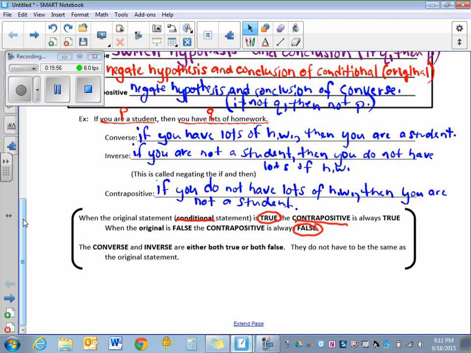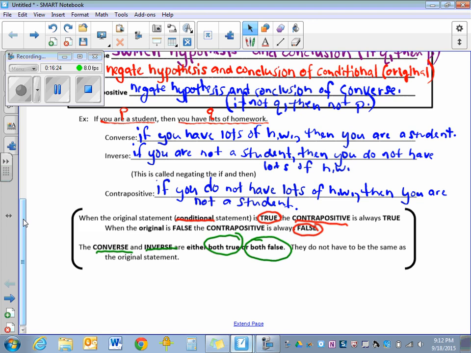Similarly, the converse, which is just switching, and inverse, which is just negating, are either both true or both false. They do not have to be the same as the original statement. So the converse and the inverse go together. They are either both true or both false.